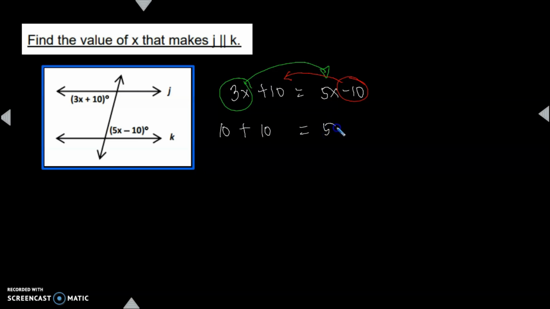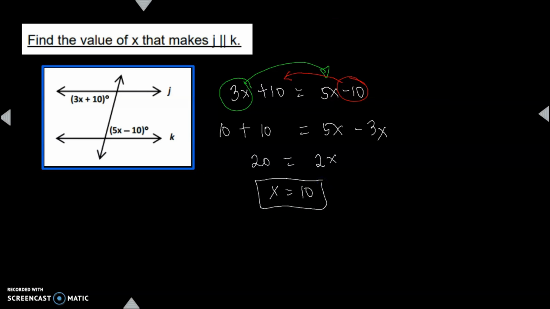And the right side, you have 5x, and this 3x will be moved to the other side. The sign will be changed. It will become negative 3x. And we simplify both sides. 10 and 10 is 20, and 5x minus 3x is 2x. So what number will you multiply by 2 to get 20? And that is 10.